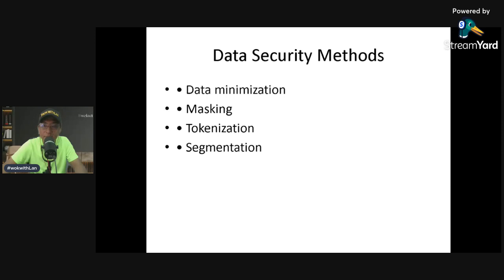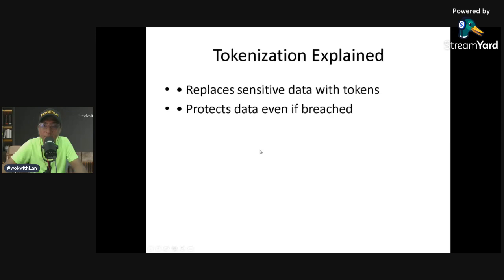The third one is tokenization. Replace real data with tokens, wherein you would not be able to understand it. Instead of having 1 million, it could only be 1 peso, something like that. Then segmentation, isolate systems. Each method reduces risk in a different way. So tokenization, explained: tokenization replaces sensitive data with a non-sensitive token. Even if attackers steal the database, the data is useless without the token vault. This is commonly used in payment systems and cloud environments.